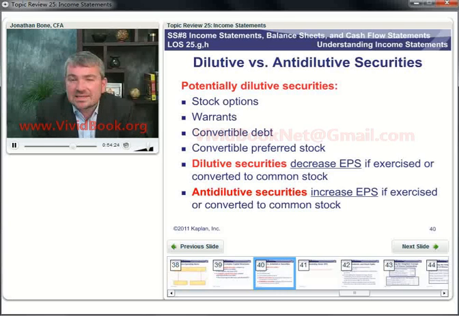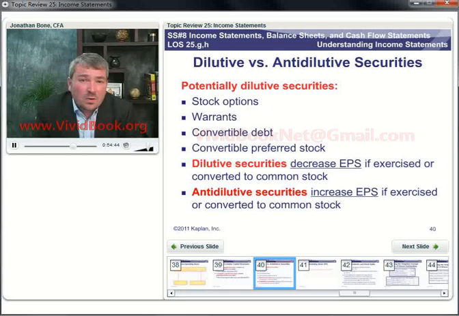Stock options. Now be careful. These are employee stock options, not traded stock options. Okay, so they're not exchange traded options, because exchange traded options tend to be on existing shares. We're only interested in instruments that would force the company to issue new shares. So they're employee stock options.